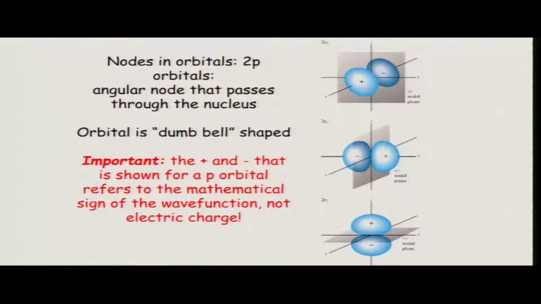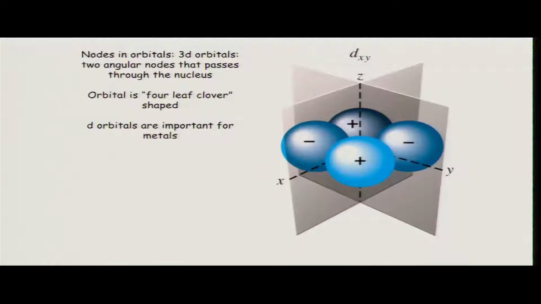Nodes in the p orbitals are of a different kind because they are angular nodes that pass through the nucleus, and the orbital therefore becomes dumbbell shaped because it is no longer symmetric. In this case, it is important to note that the plus and the minus sign shown for the p orbital refers to the mathematical sign of the wave function and not anything to do with the electric charge, because we are looking at only the electron. So, there is no charge aspect associated with it. It is the mathematical sign of the wave function, something to do with the symmetry of the system.